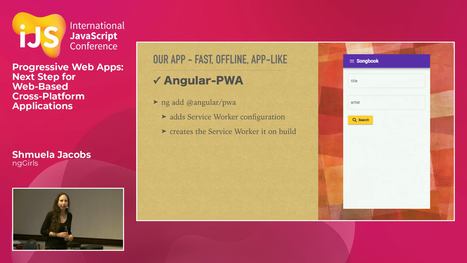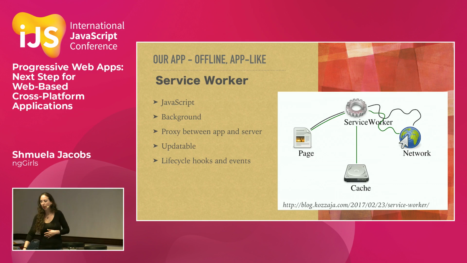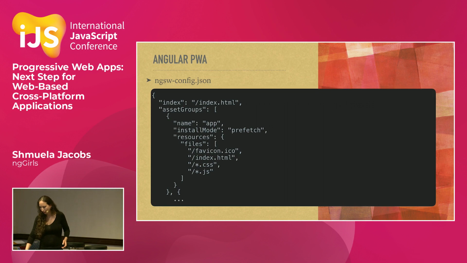In Angular, we have a great tool that adds both the service worker and the manifest. You just run ng add @angular/pwa, and then you get the files, and you have to modify them a little bit. Okay, so you get not the service worker itself, but a config file where you already have some configuration for the things that the tool has seen in your application.